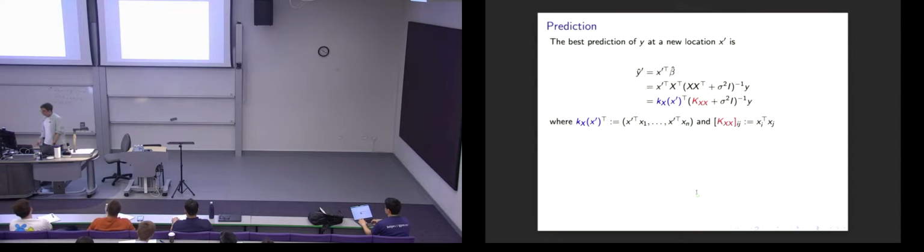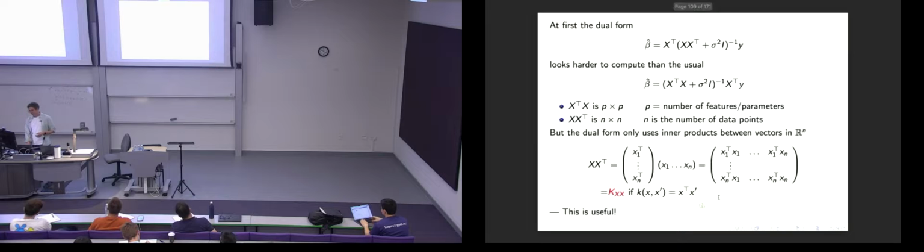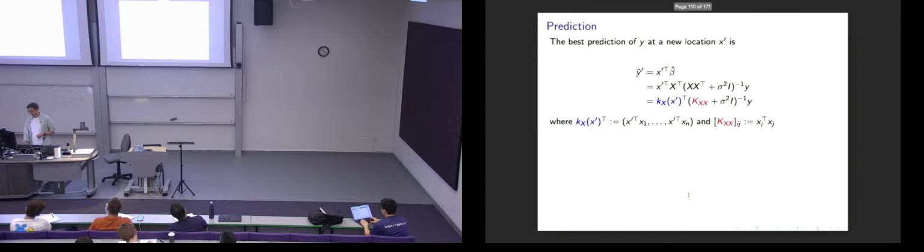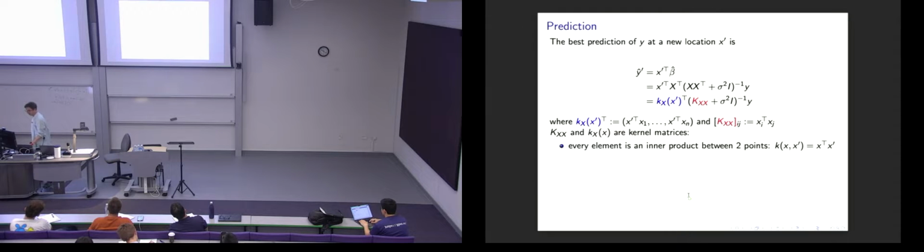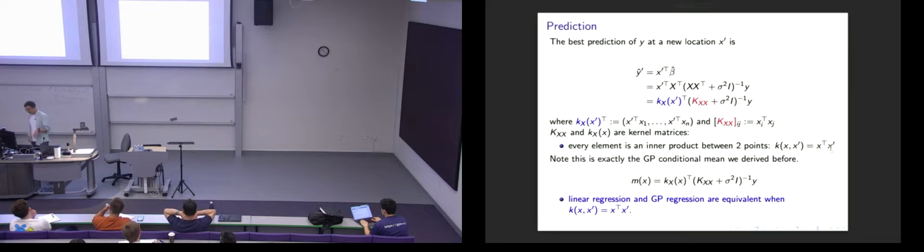And then if we go through and work out what the prediction is at a new location x, in this dual form, what we get is exactly the Gaussian process update we had before. So this is the same formula we had earlier. Okay? So linear regression is just doing Gaussian process regression when we have this kernel function. And every element here is this inner product, x transposed x prime. As I said, this is exactly the same form we got before.